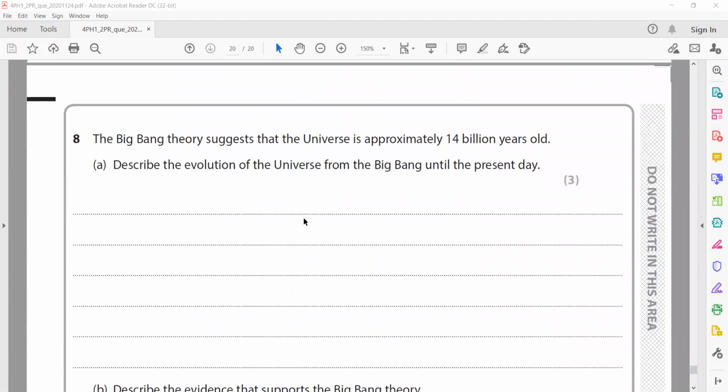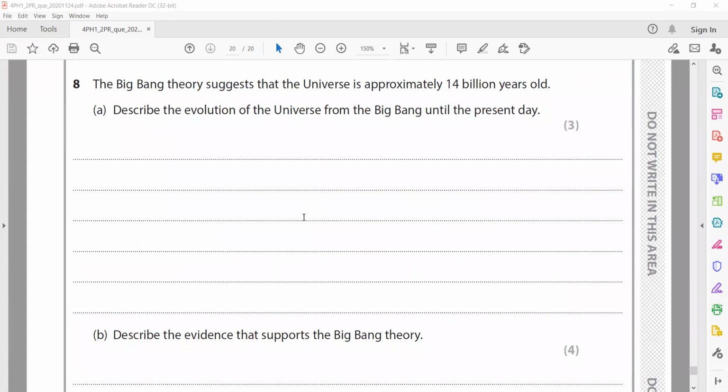The Big Bang theory suggests that the universe is approximately 14 billion years old. Describe the evolution of the universe from the Big Bang until the present day. So basically, according to the Big Bang theory, in the beginning the universe was very dense and hot. But the universe has been expanding since the Big Bang, and it has cooled down.